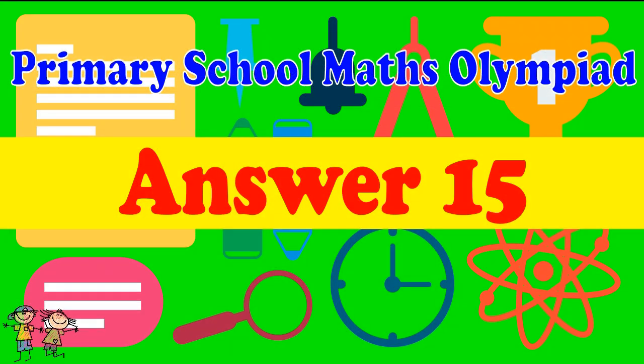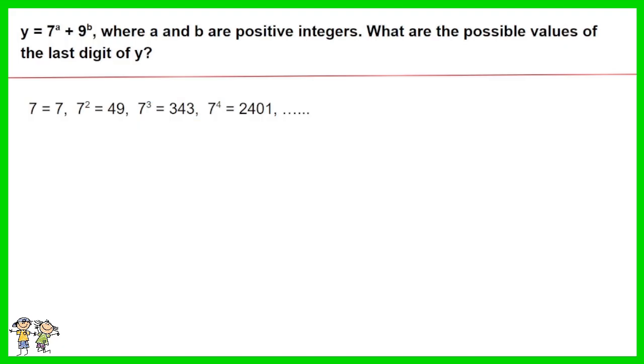Answer for question 15. 7 to the power of 1 is 7. 7 to the power of 2 is 49. 7 to the power of 3 is 343. 7 to the power of 4 is 2401. The possible last digits of 7 to the power of A are 7, 9, 3, and 1.